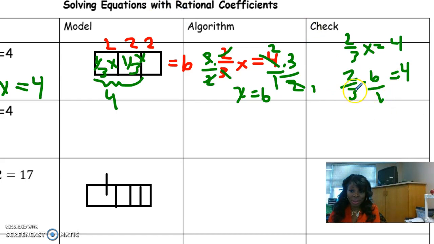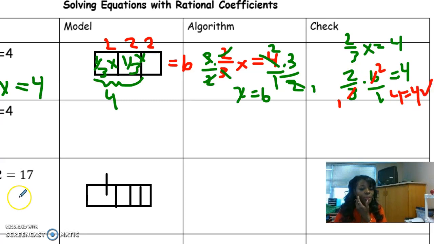They can be reduced by 3. 3 divided by 3 is 1. 6 divided by 3 is 2. And 2 times 2 is 4. And guess what? That checks out. All right, let's move on down the road to this next problem.